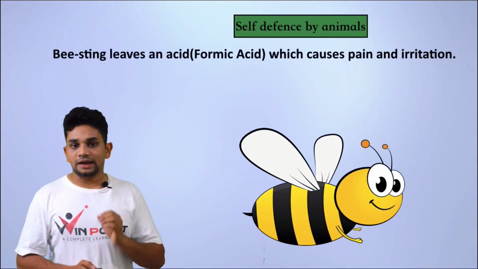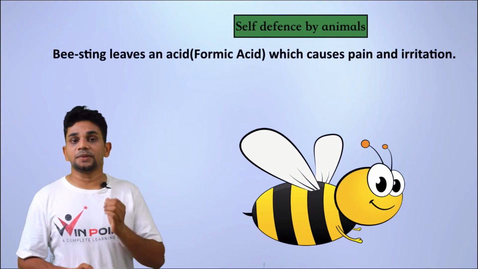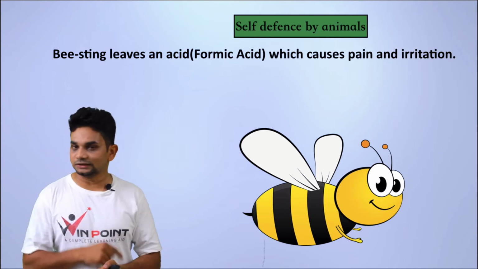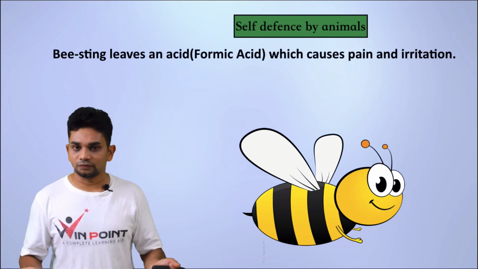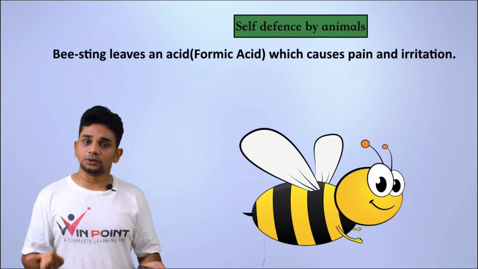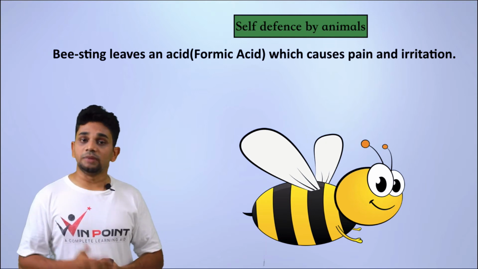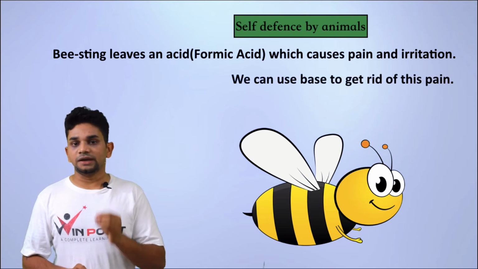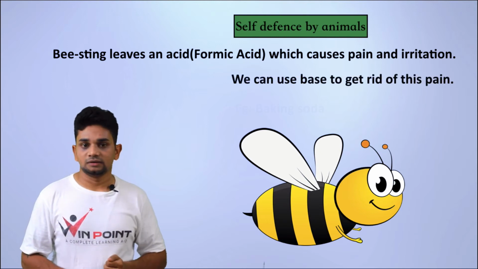A bee sting leaves an acid, formic acid, which causes pain and irritation. So what can we do to get rid of this pain? It is an acid, right? So we can use a base. The base we can use is a soap solution. Sometimes we can use baking soda, baking powder, sodium carbonate. We can use a base to get rid of this pain.